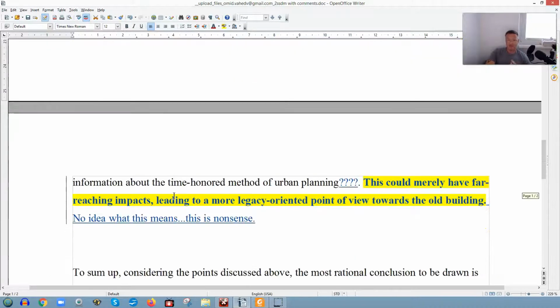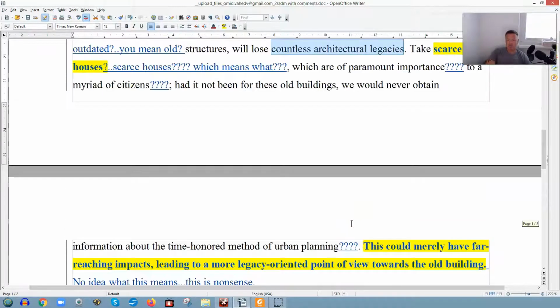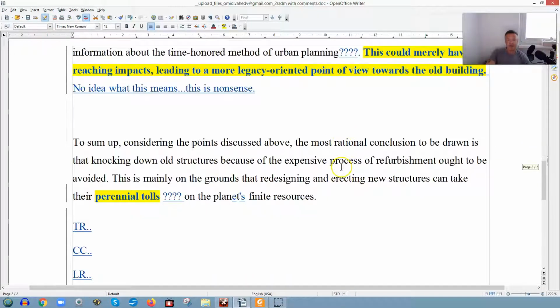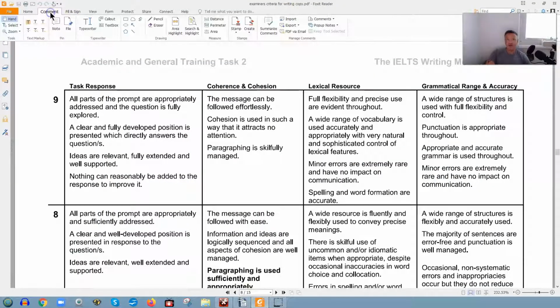And then the time-honoured method of urban planning. This could merely have far-reaching impact. I have no idea what this means. I understand what the words mean, but what you are trying to say here, really, to the reader, I've got no idea. And then their perennial tolls. Did you eat a thesaurus or a dictionary? Because it certainly appears so. Anyway, so, far too wordy.